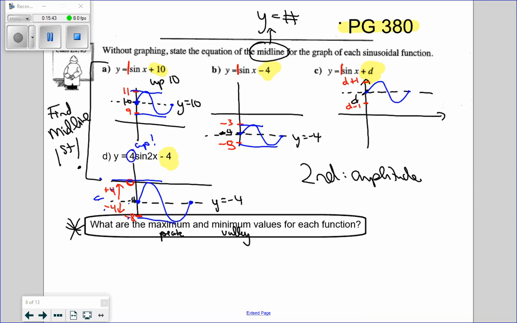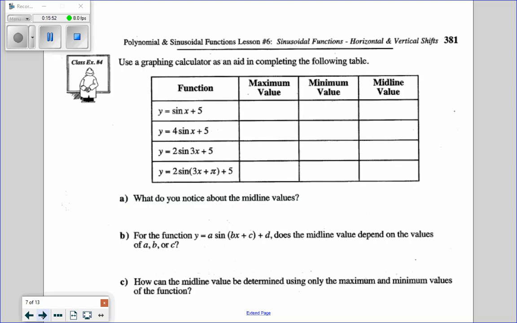Okay. Good? No one's saying no. Okay, so this is the top of the next page.